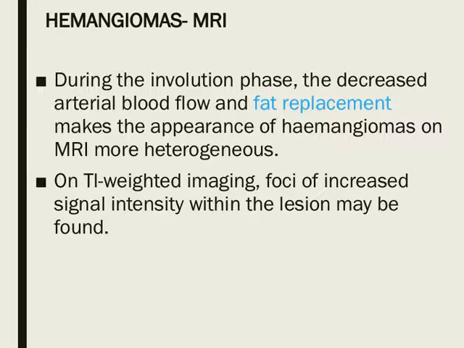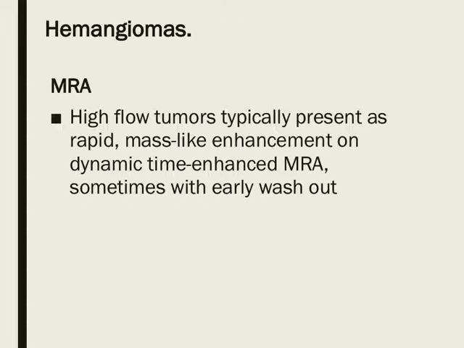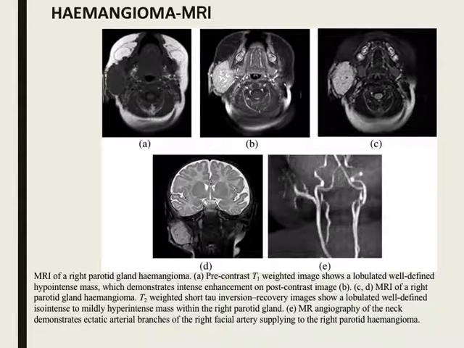So as we mentioned, as it's involuting, you have more fat replacement, so the lesions become more heterogeneous and bright, both on T1 and T2, because of the fat content. MRA is very, very helpful, especially when you do a dynamic time-enhanced study, where you are following the lesion with time, and then you see the way the lesion enhances and the way it washes out. So usually it enhances, and it enhances with an early washout.